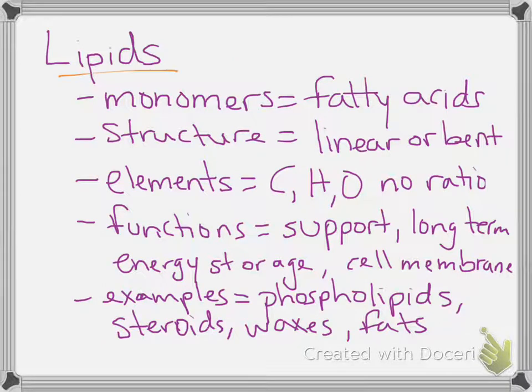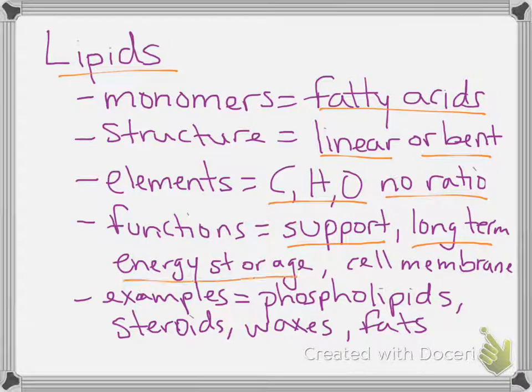We have lipids. Monomers are fatty acids. The structure is linear or bent. They are CHO, carbon, hydrogen, and oxygen, with no ratio. They are supportive structures, they're long-term energy storage, and they make up the cell membrane. The specific lipids that make up the cell membrane are called phospholipids. We have steroids, waxes, and fats as other examples.